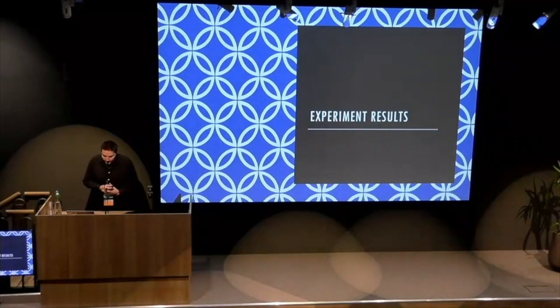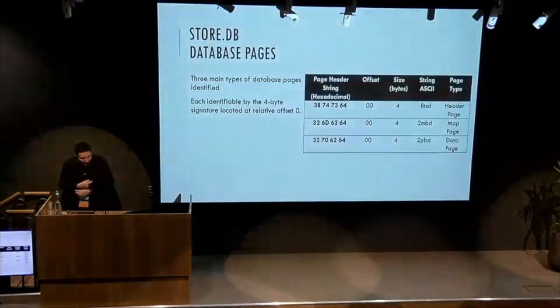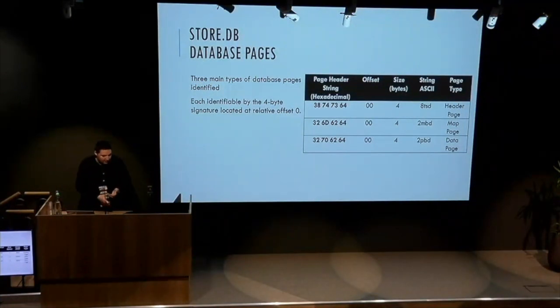Okay, so what we discovered is there are 3 main types of database pages within the store.db files. So you have the header page, the map page, and the data page. They're each identifiable by the 4-byte signature. So you see the 4-byte signature there, which is always located at the beginning of the page.